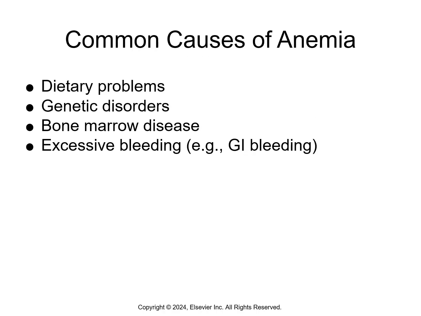Some common causes of anemia are dietary problems. They may not be getting enough iron, B12, or folate. Genetic disorders like sickle cell or thalassemia. Bone marrow disease like aplastic anemia or leukemia. Or it may be from blood loss like GI bleeds or trauma and surgery.